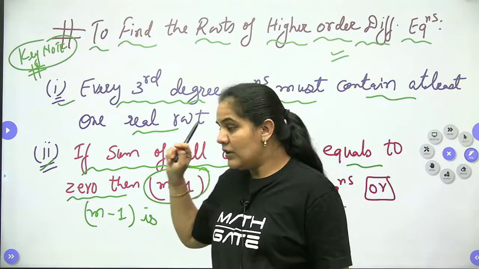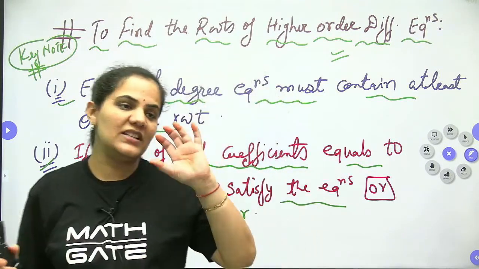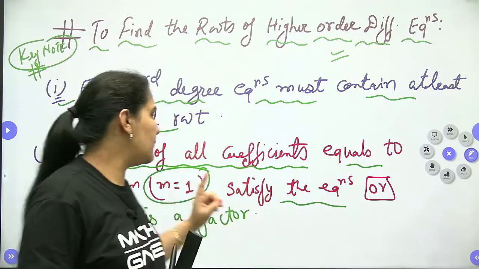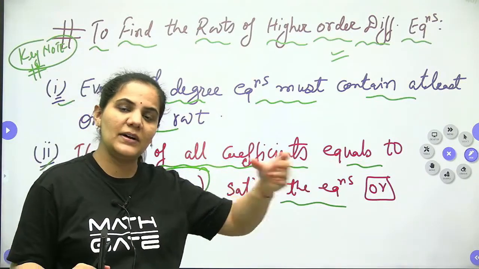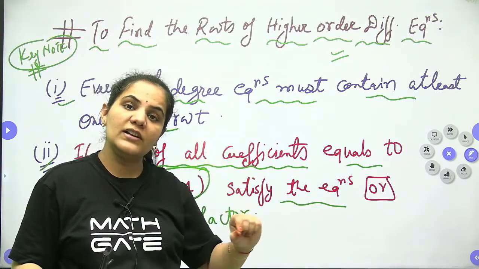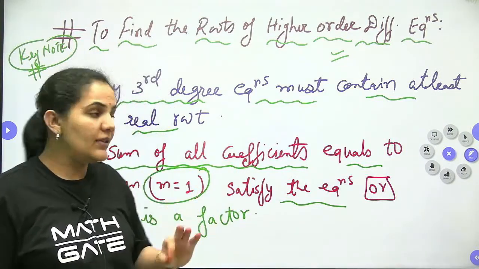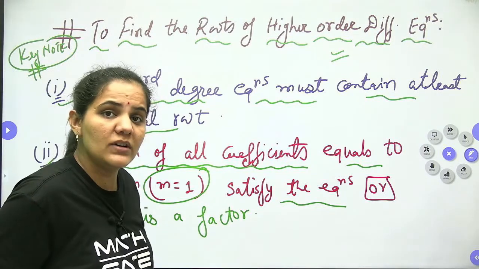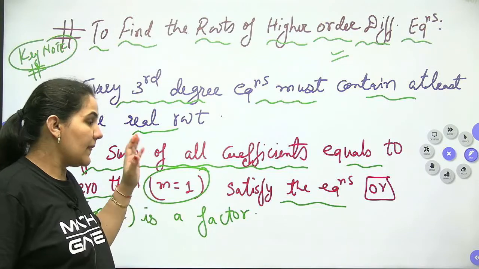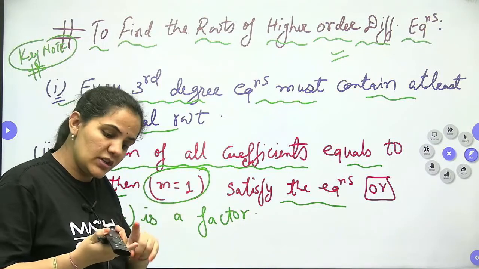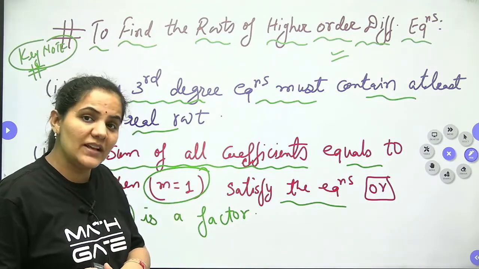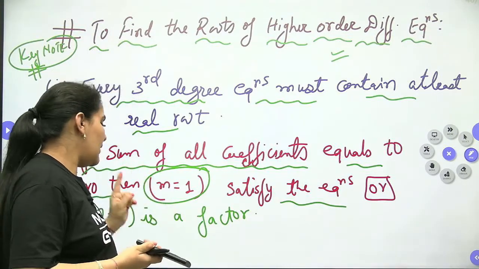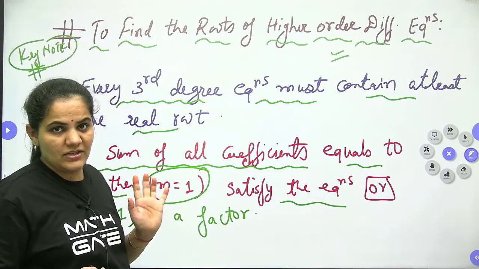What you have to do is first look at that particular higher order differential equation. Then you check whether the sum of all the coefficients in that equation equals 0. If so, you say, dear students, that m equals 1 satisfies the equation. If the sum of all the coefficients equals 0, then definitely m equals 1 satisfies the equation, and m minus 1 will be a factor of that differential equation.